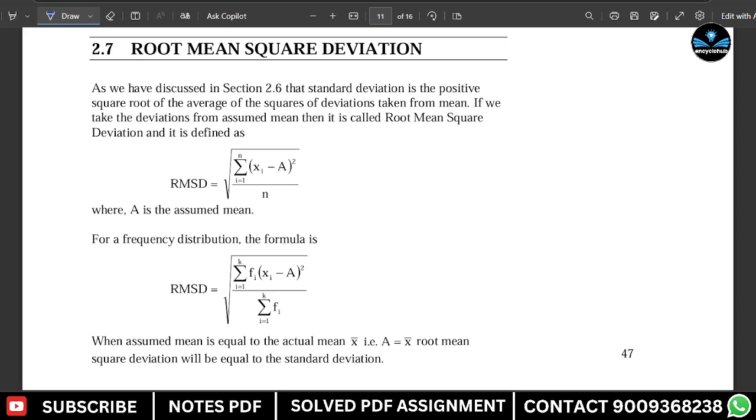Welcome to Insight Hub. In this video, we are providing root mean square deviation definitions and the formula.